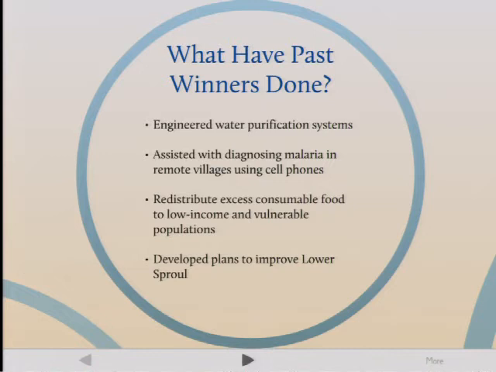And what have past winners done? I think we're all really proud of some of the things that the past winners have been able to accomplish, and they've been able to make huge impacts in a whole breadth of arenas. For example, some of our winners have engineered water purification systems, assisted with diagnosing malaria using cell phone apps so they can be used in remote villages, designed programs to redistribute excess consumable food waste to low-income communities in the East Bay community, and developed plans to improve Lower Sproul. So really diverse, really cover a large range of problems.